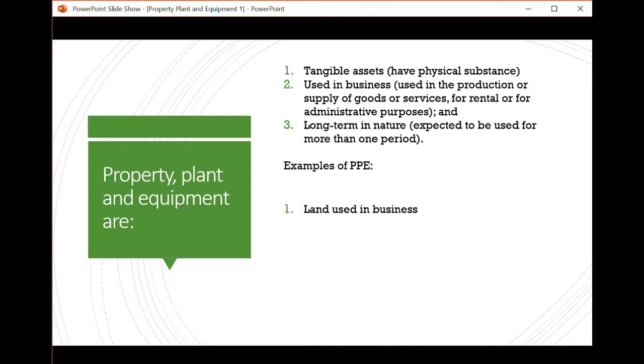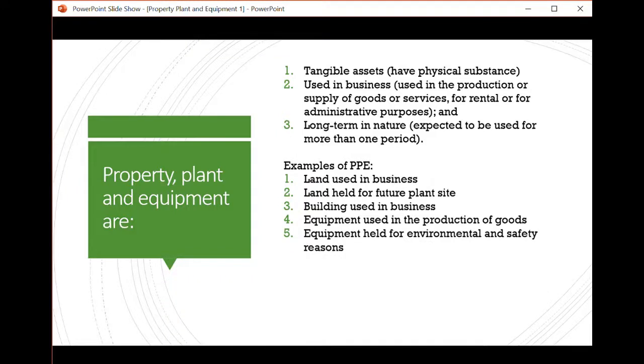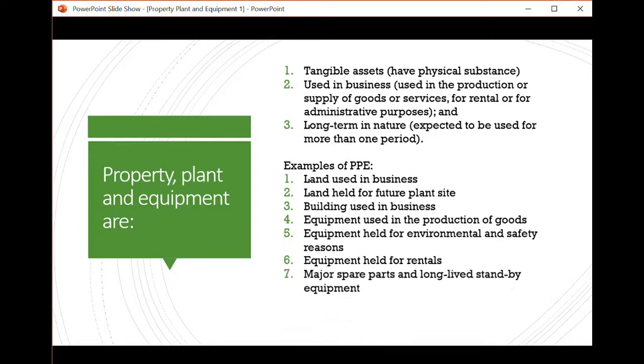Examples are we have land that is used in business, we have land held for future plant site. So you bought land or you have land that is intended for building a building or plant or factory. Also, we have building used in the business, equipment used in the production of goods, equipment held for environmental and safety reasons, equipment held for rentals, major spare parts, and long-lived standby equipment. Then we have furniture and fixture, and we have the bearer plants.